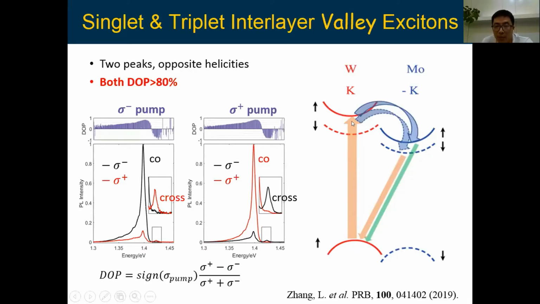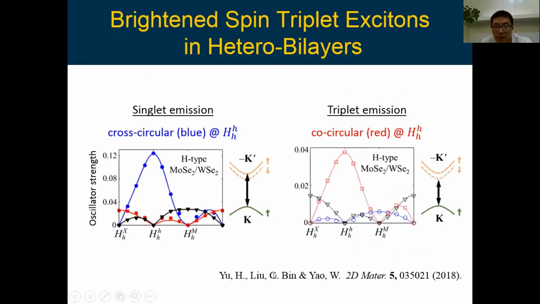So the dynamics is like this: you pump at the intralayer exciton of the tungsten, and the electron will transfer to the other layer and populate both bands, and they will recombine. So it's easy to understand the spin-conserved transition, which corresponds to the singlet exciton, but the non-conserved triplet exciton is also brightened in such a heterobilayer. This has been predicted by the theory group, and simply speaking, it's due to the out-of-plane mirror symmetry breaking. So the triplet exciton is brightened.